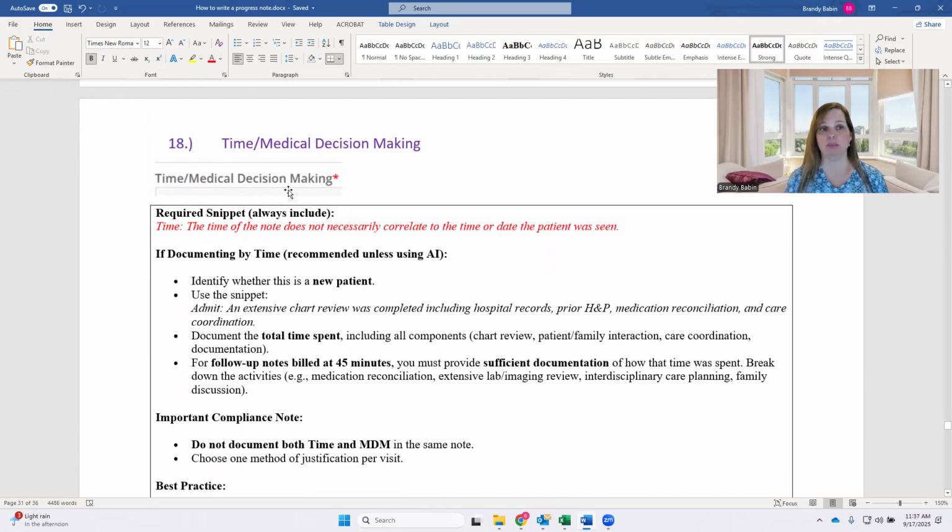Your time and medical decision making. I want it to be clear that time can be used or medical decision making can be used. It is not both. It is either or. So the first thing is the required snippet that says time. The time of the note does not necessarily correlate to the time or the date the patient was seen.